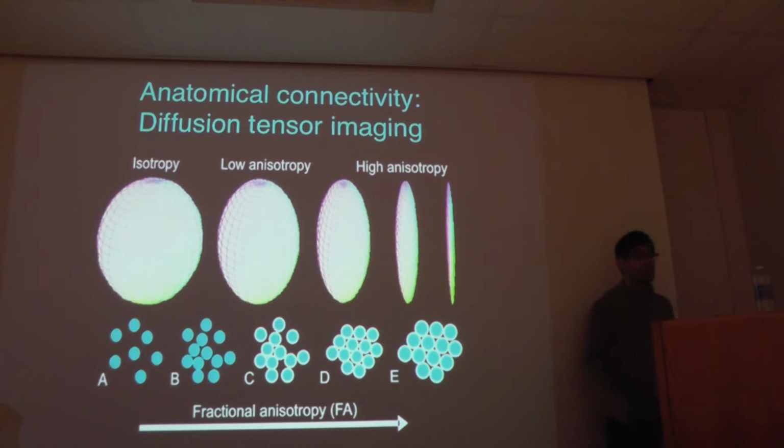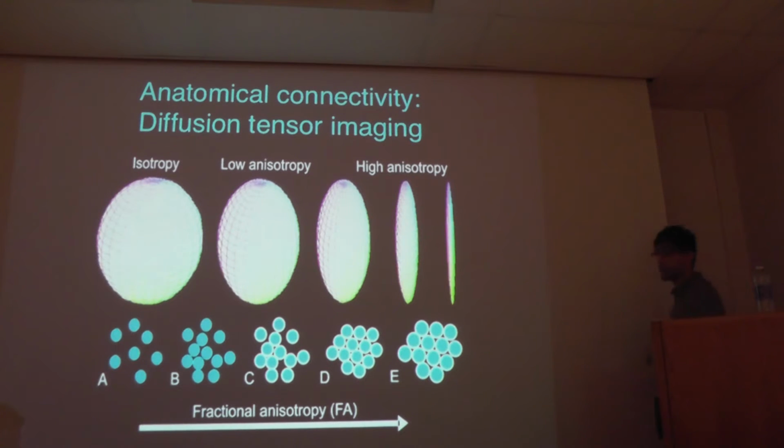Now, this raises the interesting question, how on earth is it the case that you can actually measure the diffusion of water with MRI? I thought we were measuring blood oxygenation level. Okay, so I'm not an MRI physicist, but I'm going to try and explain that a little bit.